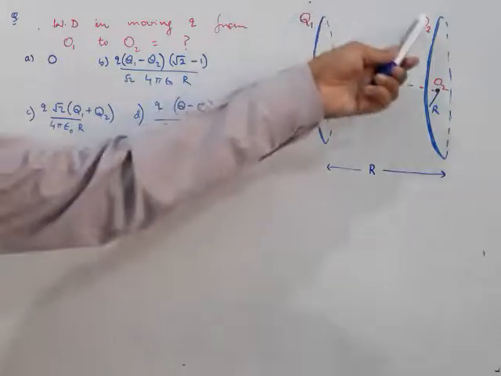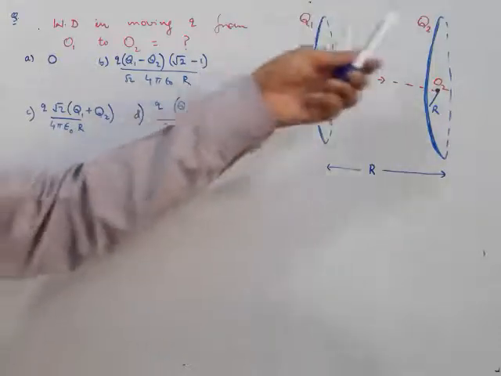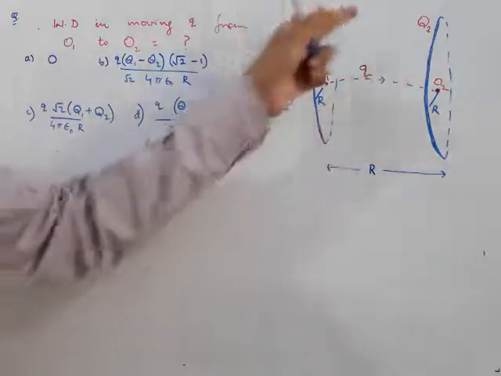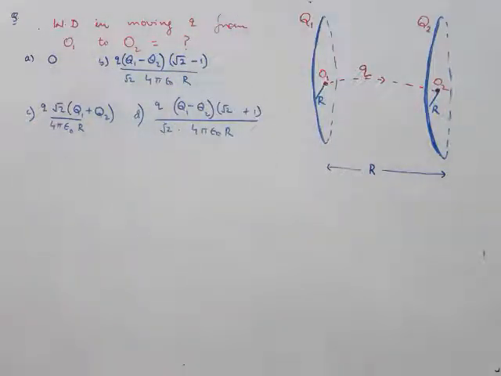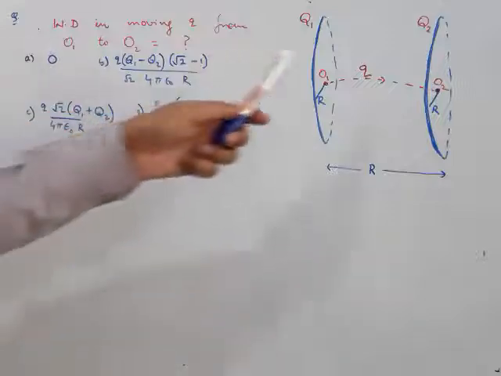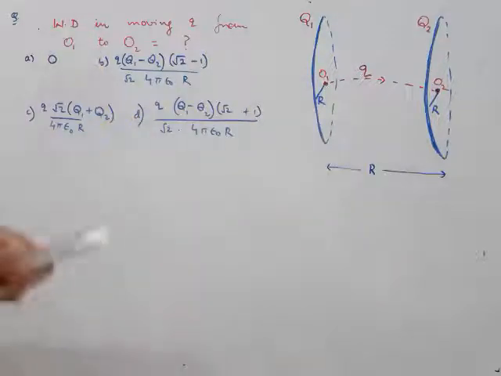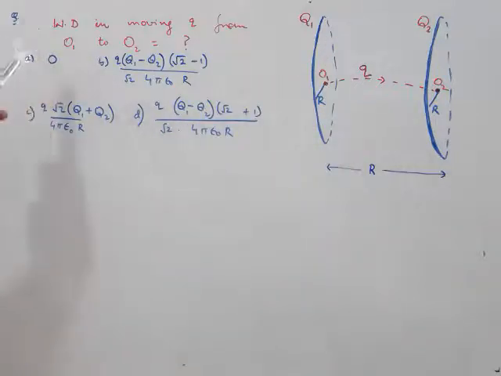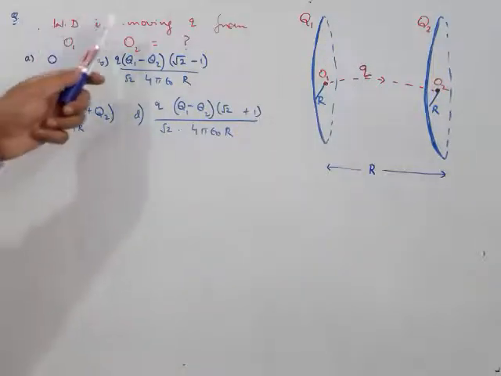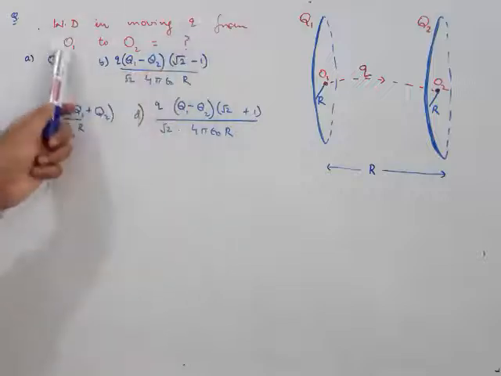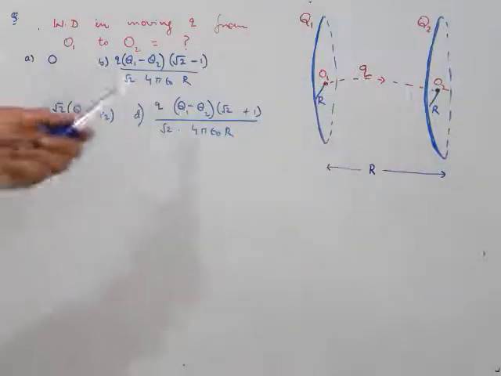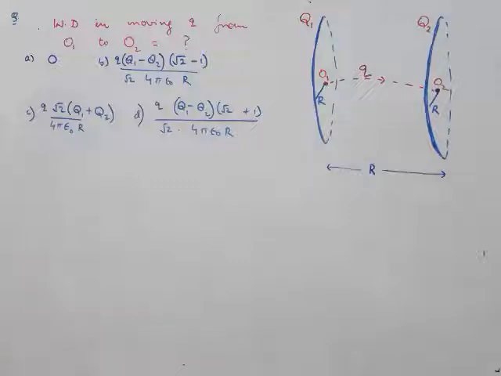Charges Q1 and Q2 are distributed uniformly on these two rings. So the rings are identical except for the charge on them. The charges are different. Now a small test charge, small q, is brought from one point to the other by an external agent. The question is to find the work done in moving that charge q from O1 to O2, from one of the centers to the other center. And these are the four options given to you.